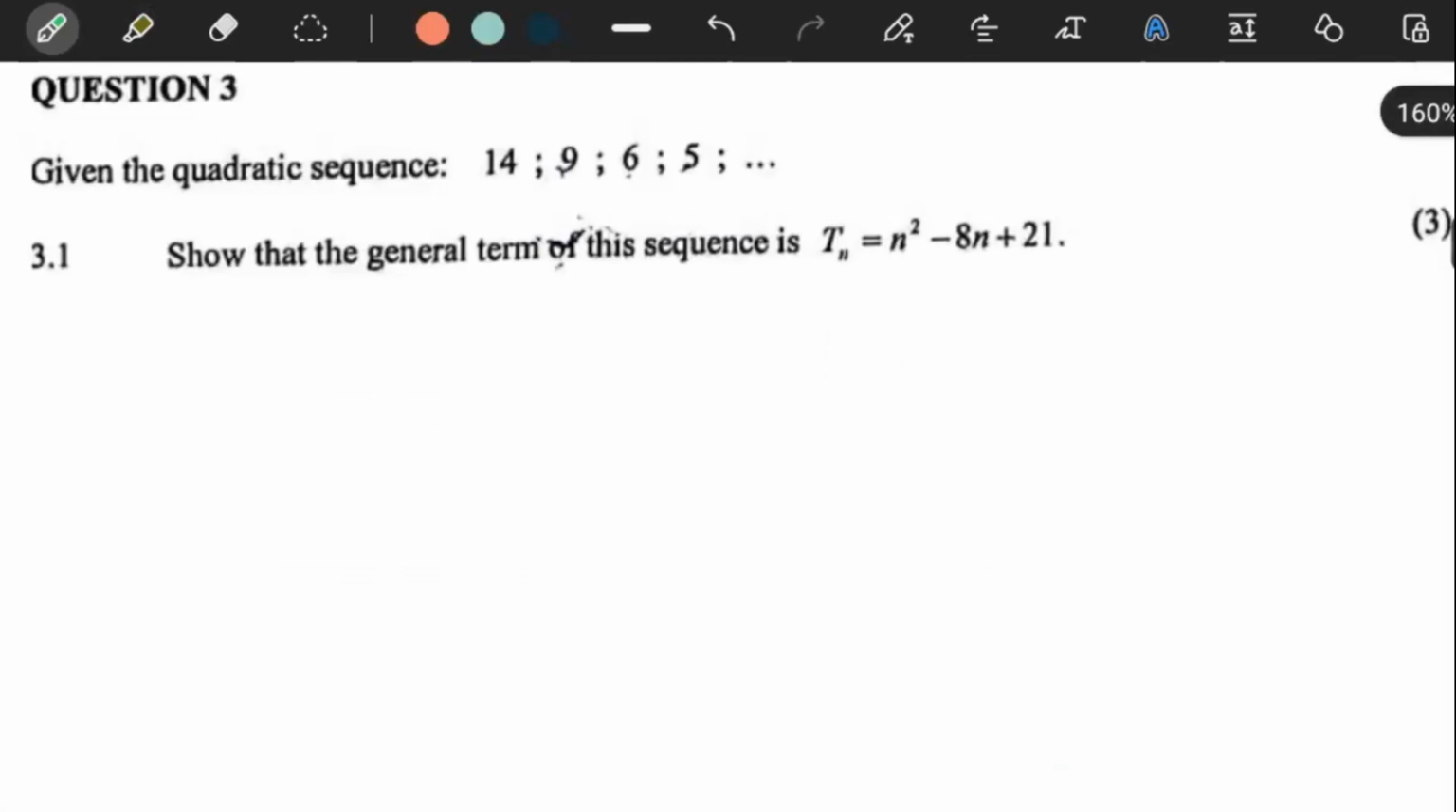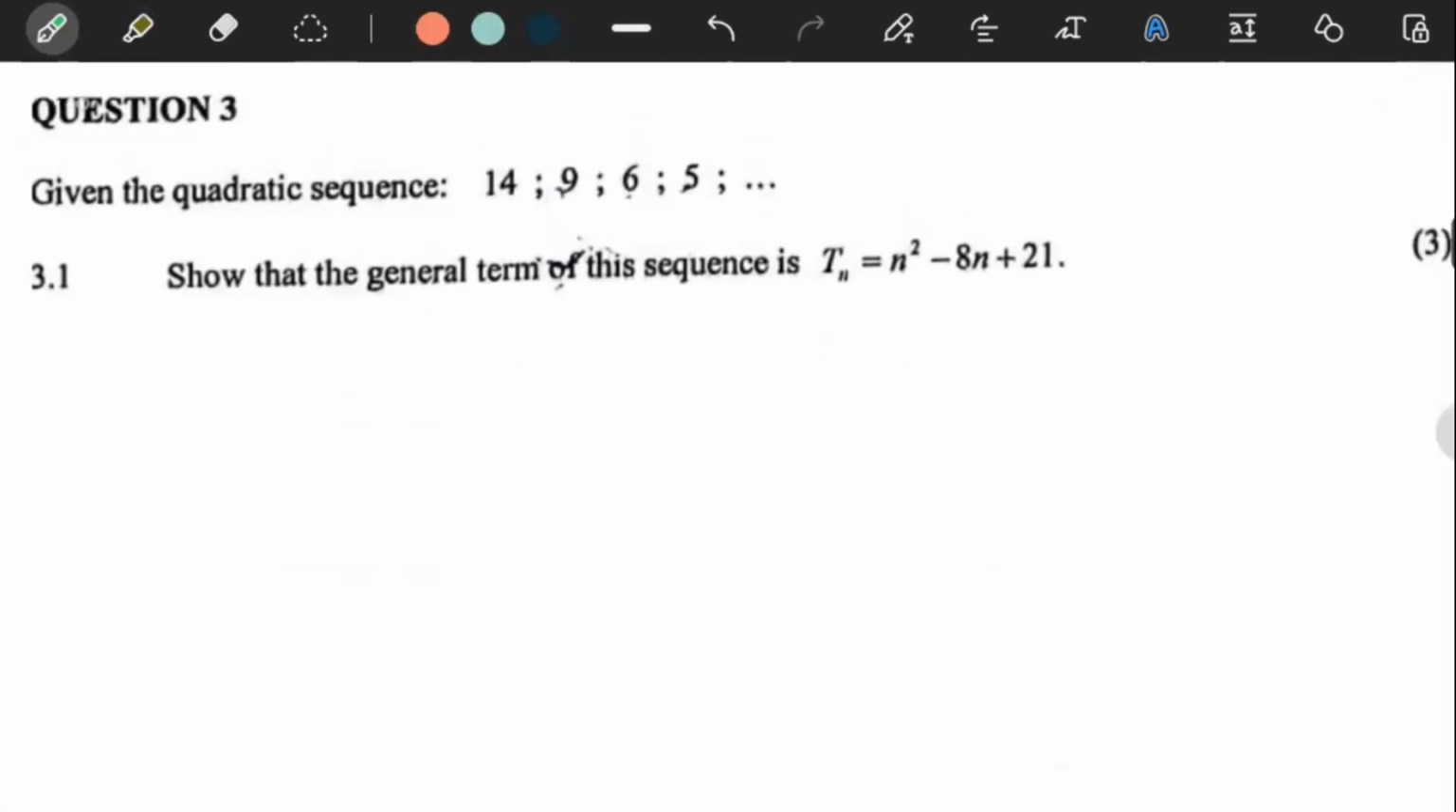Question number 3. It's a quadratic question. It's a quadratic sequence question. They said given the quadratic sequence, right? For 3 marks, show that the general term is given by this. Questions like these, no one should ever lose marks because it just doesn't make any sense.